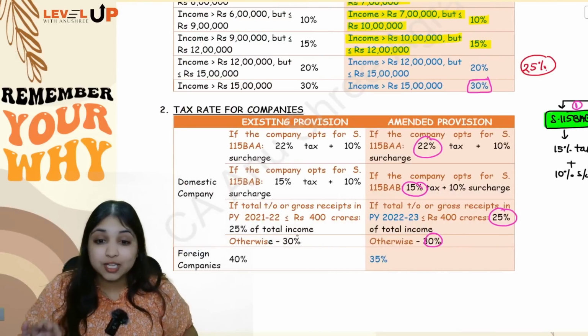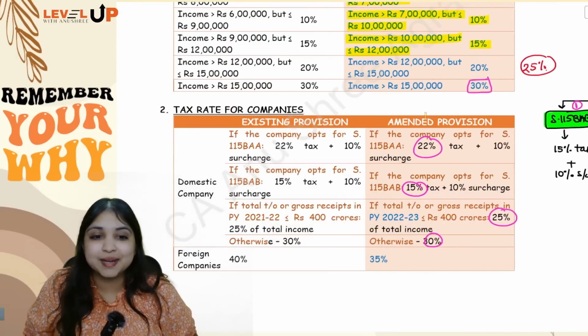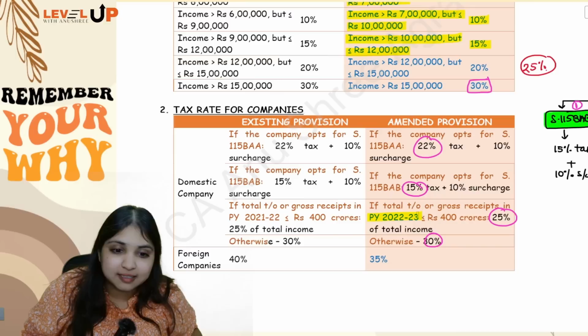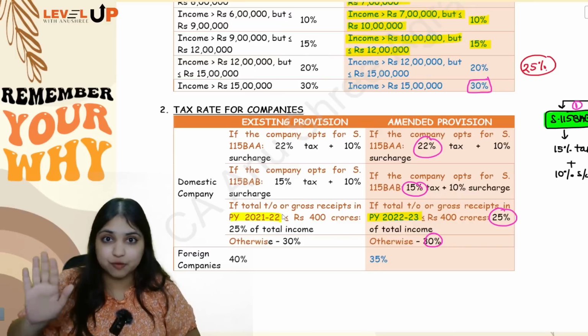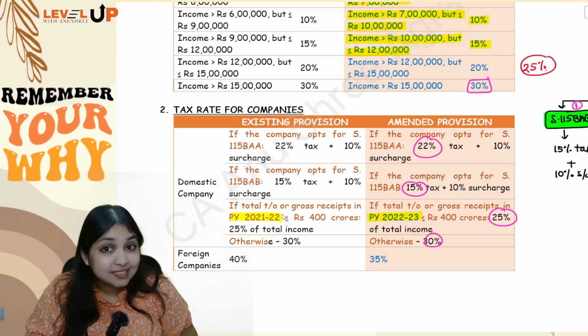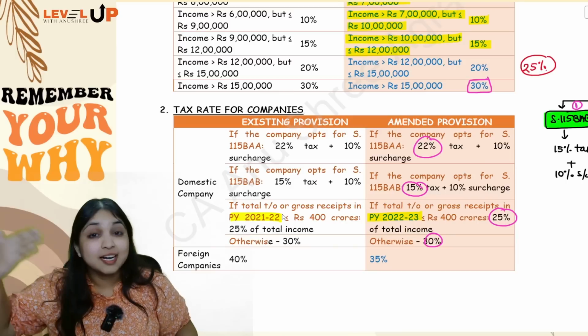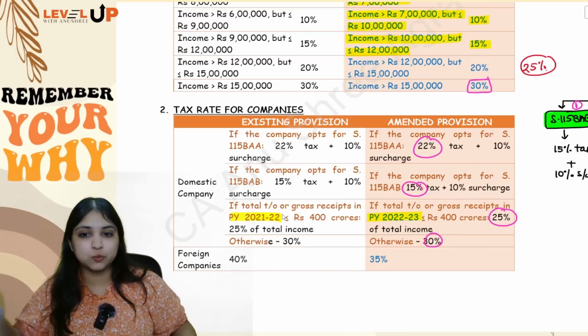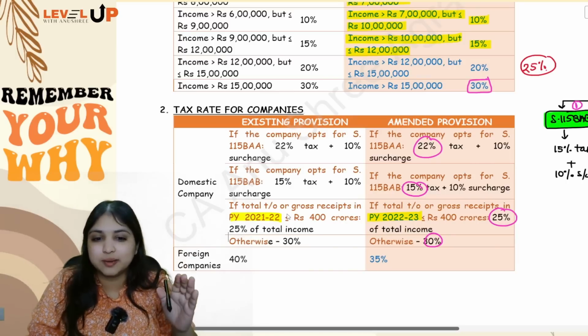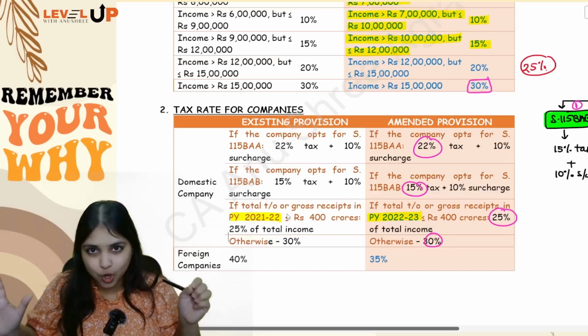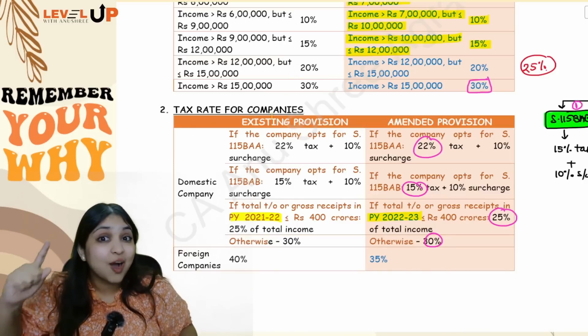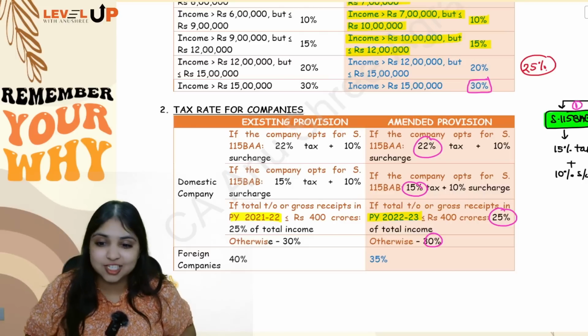That's all guys. So the only change in domestic companies tax rate is in the year. The turnover is still the same, 400 crore. The tax rates are still the same. The change is in the year. Which year are we checking? Earlier we were checking 21-22's turnover. Now we will check 22-23's turnover. That's all. Okay guys, then however there is another very important change in the tax rate of foreign companies.